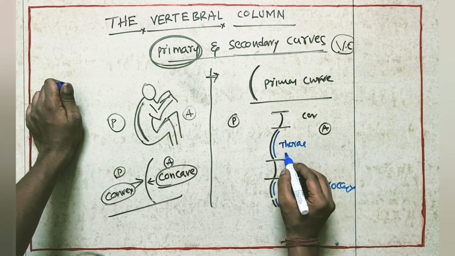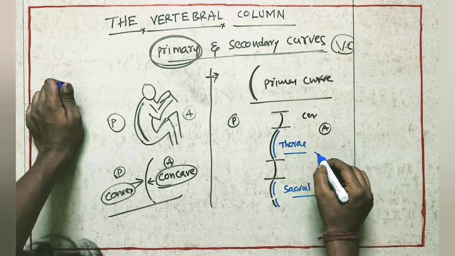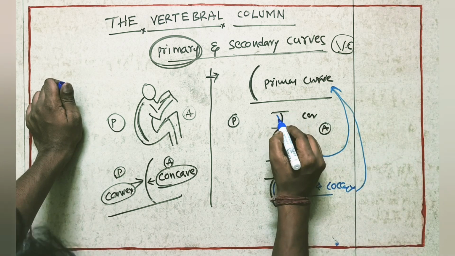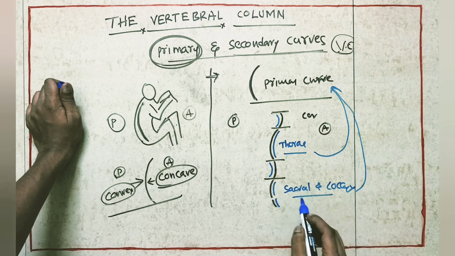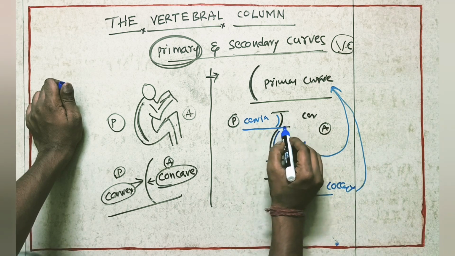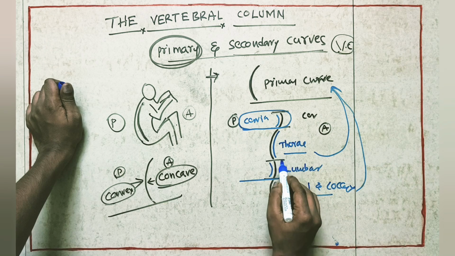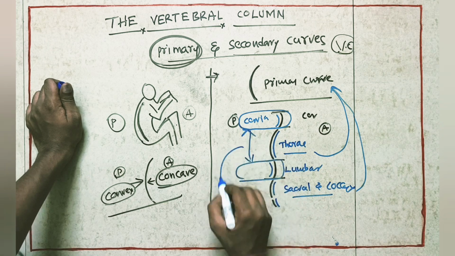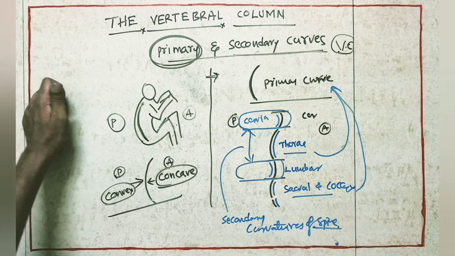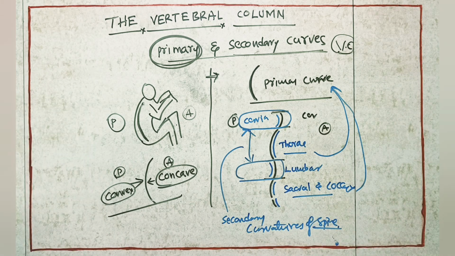These two curves are the same as the primary curves. But where the change happens is here, cervical and lumbar. So here new curves developed, the cervical curve and lumbar curvature. These are the secondary curvatures of the spine. So what is the point?